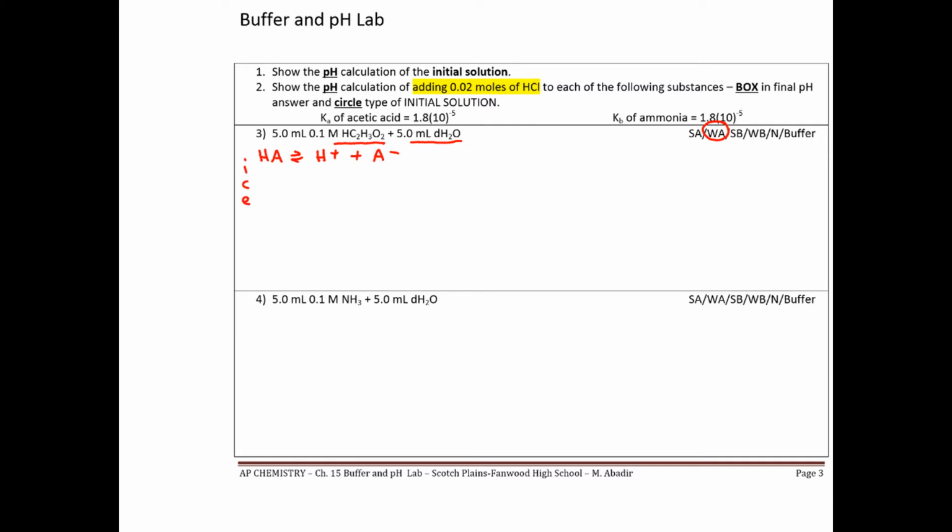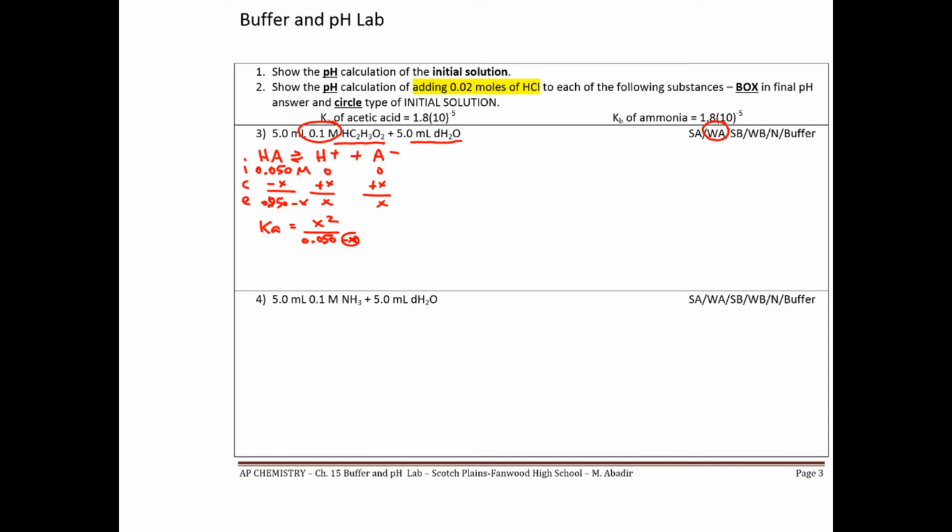Now be careful with your molarity. Remember, this is not going to be 0.1 anymore. It's going to be 0.05 because you diluted it with water. 0, 0, minus x, plus x, plus x. So here you have 0.05 minus x. And now you're going to set that equal to Ka. So Ka equals x squared over 0.05 minus x. We're going to ignore the minus x because it's a very small K, so we don't need to worry about it.